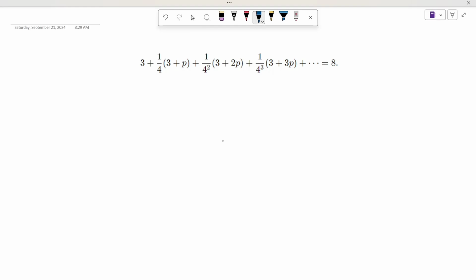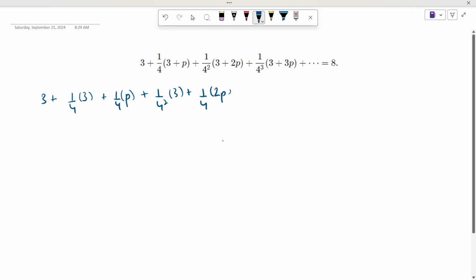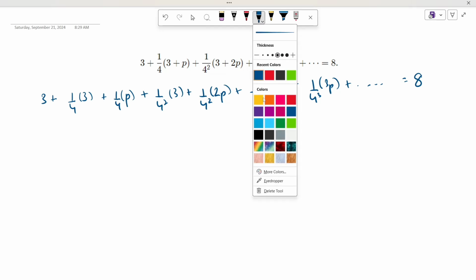So let's start. It's given that 3 plus, we'll open the brackets, 1 upon 4 into 3 plus 1 upon 4 into p plus 1 upon 4 square into 3 plus 1 upon 4 square into 2p and plus 1 upon 4 cube into 3 plus 1 upon 4 cube into 3p, and this series ultimately goes on and the sum is given to be 8. So let's see what can we calculate by using this.